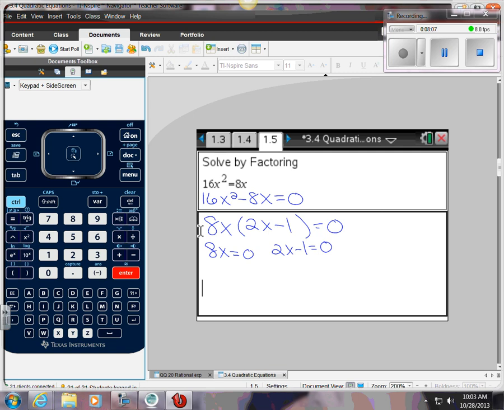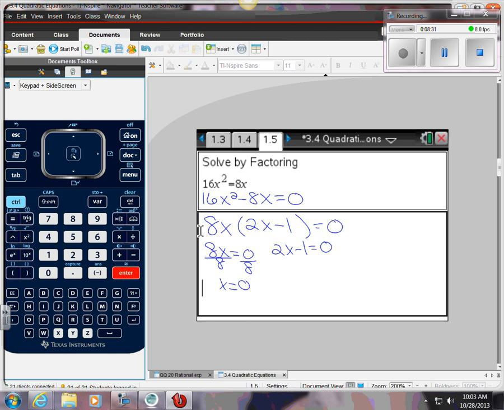Divide by 8. Good. 0 divided by anything is 0. Can you have 0 as an answer? Yes, 0 is not some scary number that cannot exist. You can have 0 as an answer, absolutely 100%. Don't reject it just because it's 0. I've seen many of you do that. Now what?